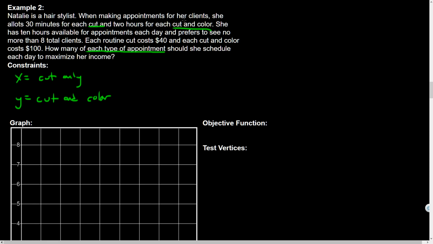And so looking here, she allots 30 minutes. Okay, so this is a time constraint for each cut, 2 hours for each cut and color, and she has only 10 hours available each day. Okay, so I'll describe this as our time constraint. I could choose to work in all minutes or all hours, but I'd rather not write it using both. If I use hours, I'd have to convert 30 minutes to be 0.5 hours.